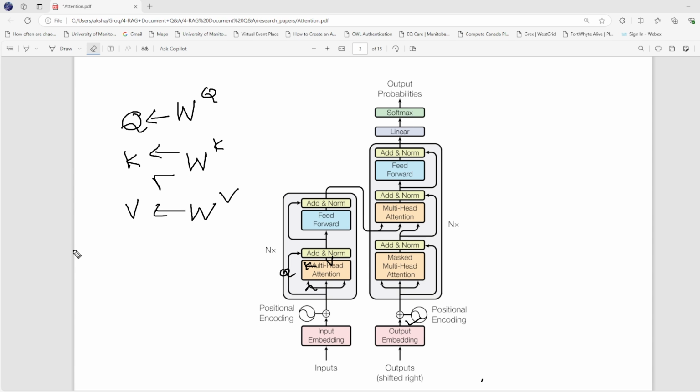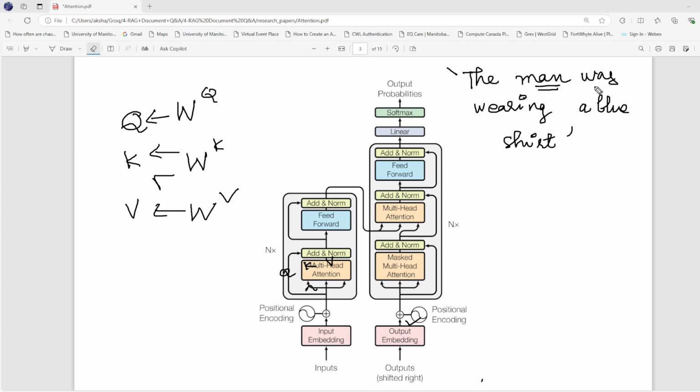And what exactly are these query, key, and values? To understand this, I'm going to give you an example through a sentence. Let's say, the man was wearing a blue shirt. Here, it's trying to figure out the relationships between words. For example, when we read the sentence, we can understand that the man was wearing a blue shirt. So these words are not just individual tokens alone. There is a kind of link or association with all the other words, and what's happening exactly is that here it's trying to form those associations.